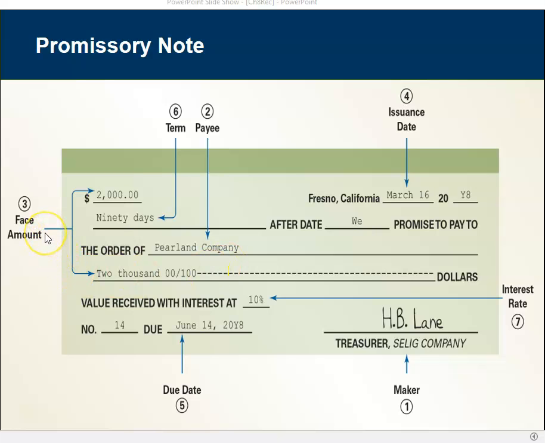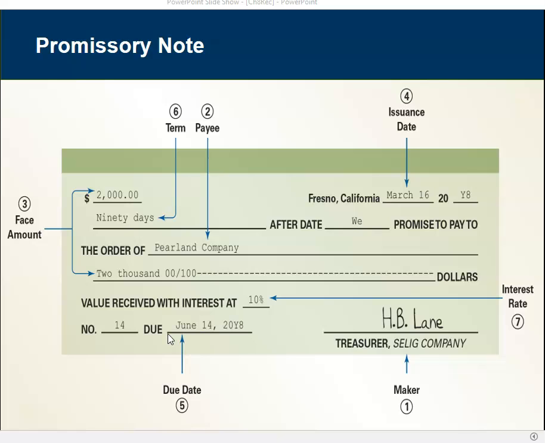The face amount is for $2,000. That's the amount of money that the selling company is going to receive. They're going to receive this on March the 16th, and they're going to be paying this back on June the 14th. So it looks like this is a 3-month note or a 90-day note.